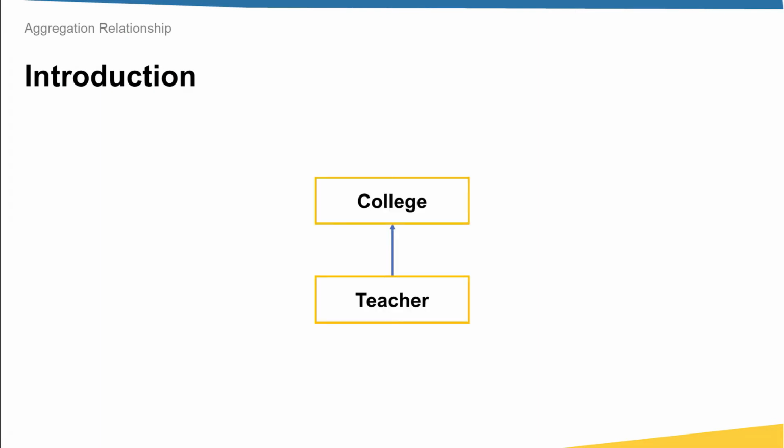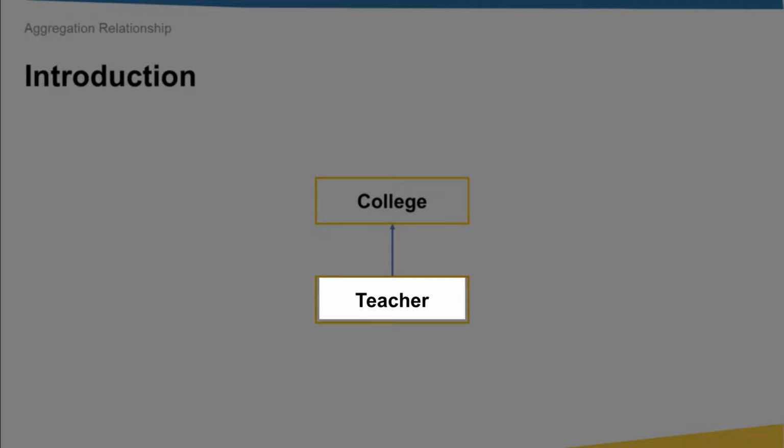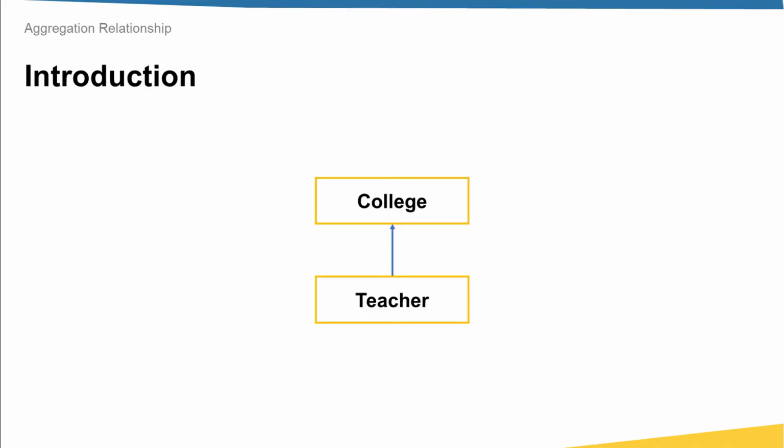In this lecture, we will discuss the following use case. We will assume that we have a class of college and a class of teacher, and there is a relationship between these two classes. So what's this relationship and how to implement this relationship in Python? This is what we will learn about in this lecture.